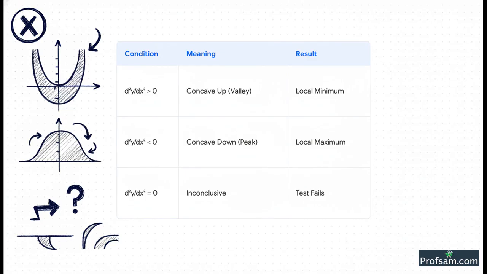So first, you find a point where the slope is 0, right where dy/dx equals 0. Then you check the second derivative at that point. If it's positive, it means the shape is concave up. It looks like a valley. And what's at the bottom of a valley? A minimum. So you found a local minimum. If it's negative, the shape is concave down, like a hill or a peak. So you found a local maximum. And if it's 0, well then the test fails and we can't be sure.